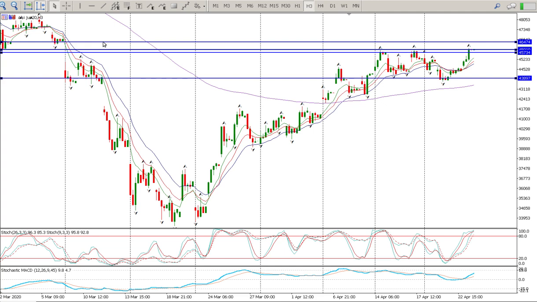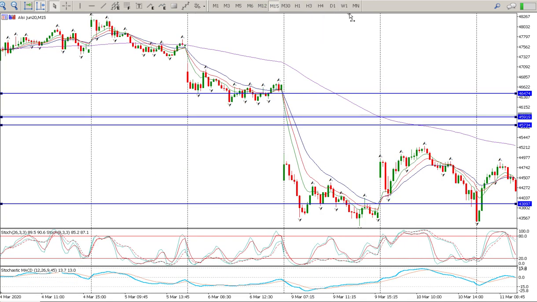Okay, so anyway, guys, that's my view at the moment. A little bit confused and a little bit cautious, but nevertheless, money in the pocket is always good.